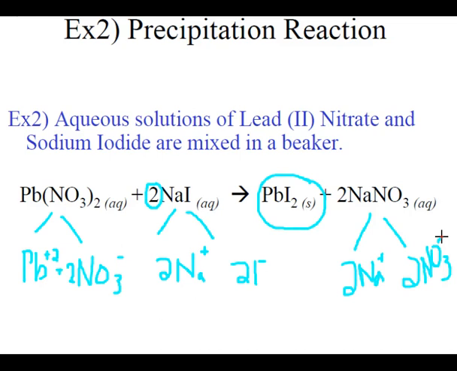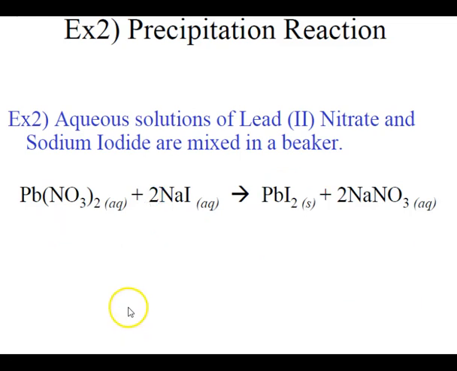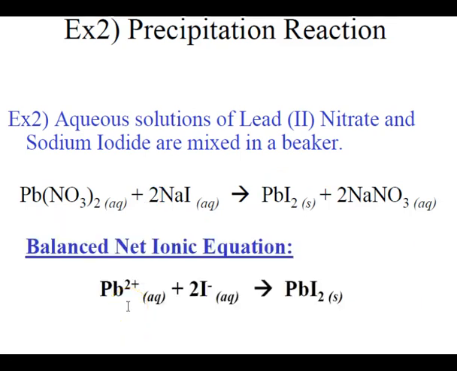Alright, so you can see here that the lead was +2 on the left, and then it's in the lead iodide on the right. The two nitrates are soluble or aqueous on both sides. So those are canceling as spectators, and so are the sodiums. They were aqueous on both sides, so they're canceling as spectators. So that leaves me with the lead +2 and the two iodides combining to make lead iodide solid. Okay, so I'm going to erase this. And then you can see there the net ionic equation.